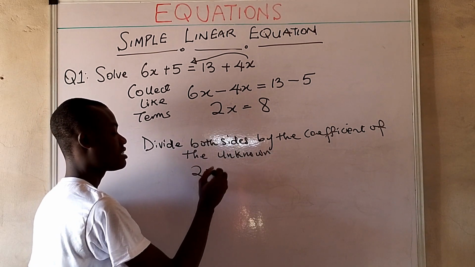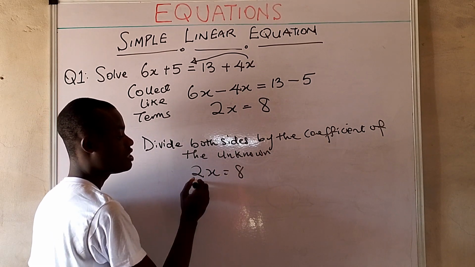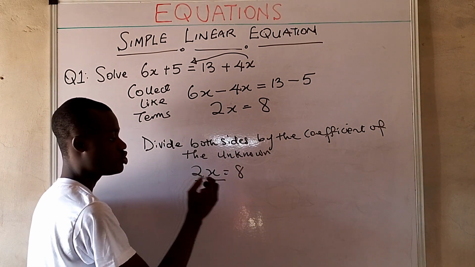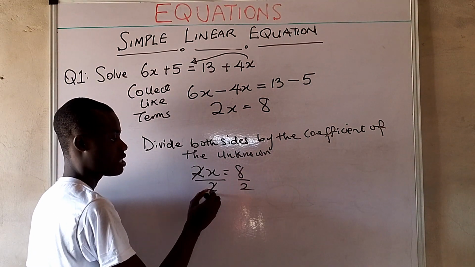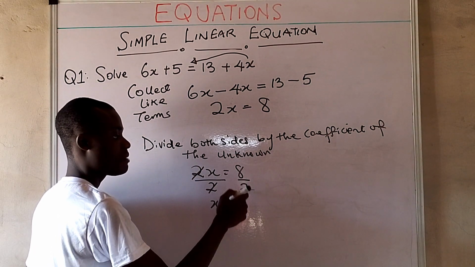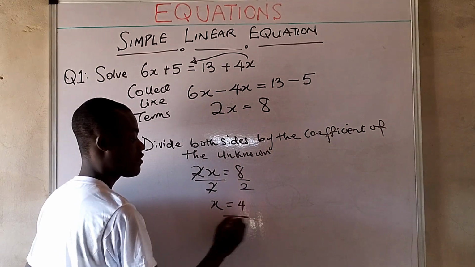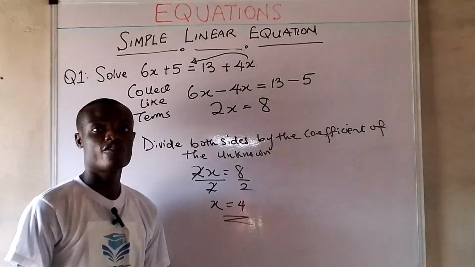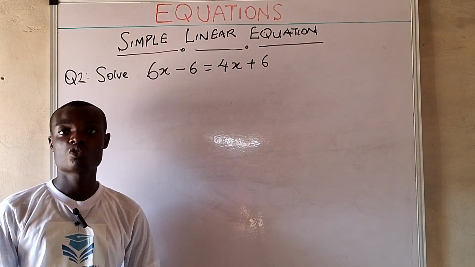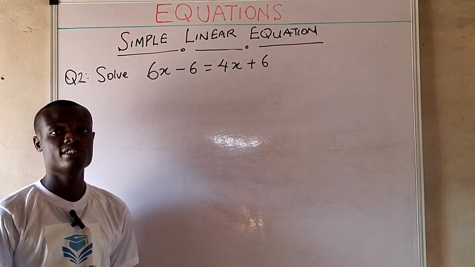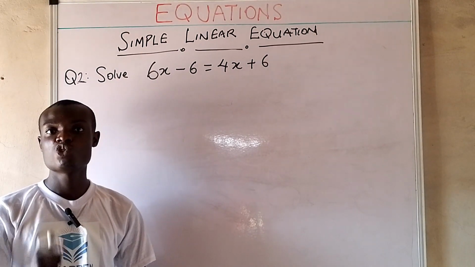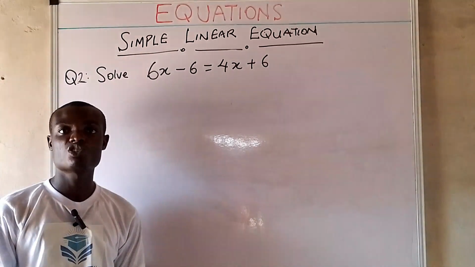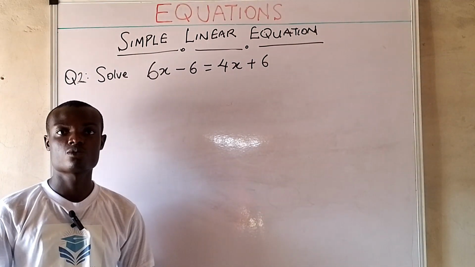So we have 2x is equal to 8. We are going to divide both sides by the coefficient of this unknown, which is to divide both sides by that coefficient. So 2 will cancel out 2. Then 8 divided by 2 is equal to 4. Therefore, x is equal to 4. So we have a second question on the board, which is 6x minus 6 is equal to 4x plus 6. But before we move on, I want you to pause this video, attempt this question, then come back for the solution.